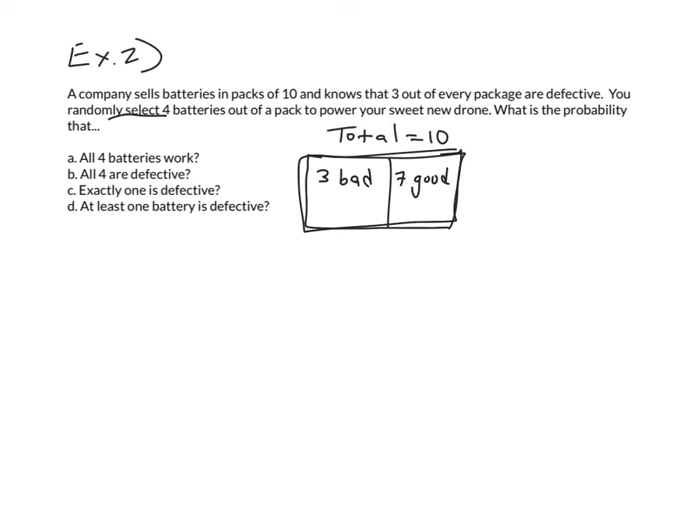You randomly select 4 batteries out of a pack to power your sweet new drone. So you're going to take out of this package 4 of them.